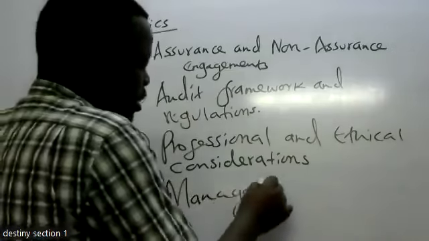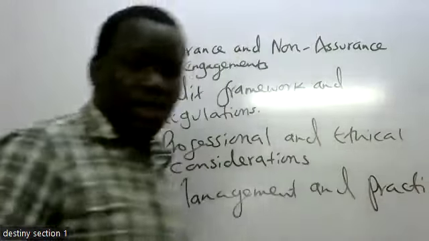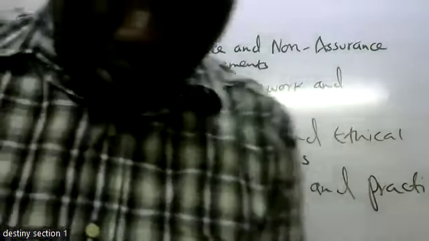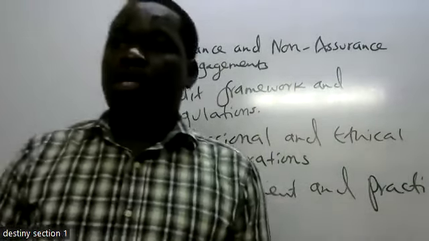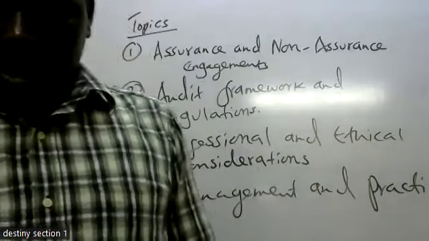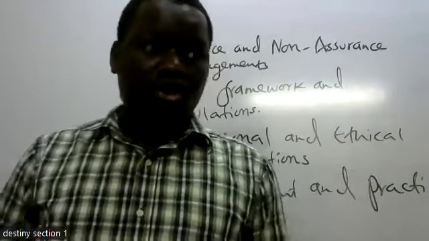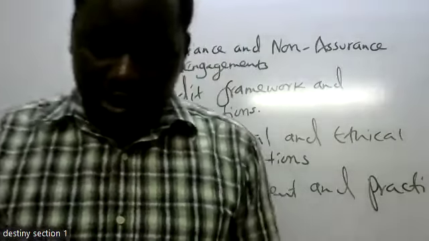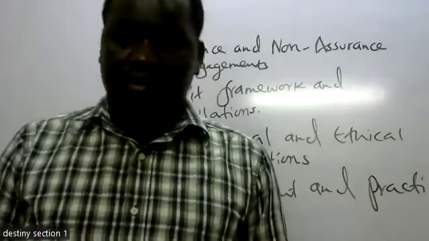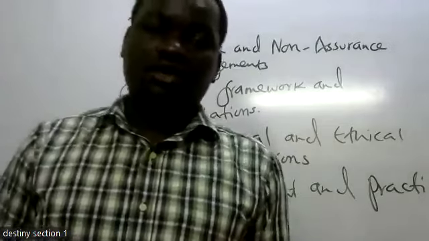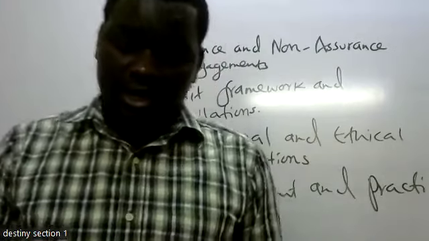Management and practice. So you are an auditor, you're doing a job, you should be able to know how you manage your work, how you manage that practice. This topic focuses on certain areas. For example, client acceptance procedures, which you need to know: what procedures you need to follow when accepting a job from a client. Then we also have one method of obtaining work from the client, which is tendering. So you need to be conversant with the tendering procedures and the factors to be considered at the point of tender evaluation.